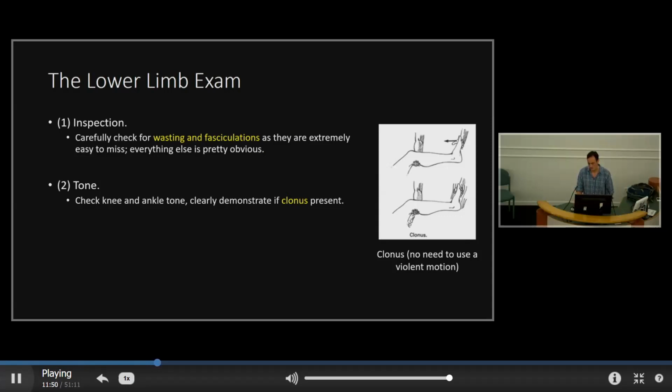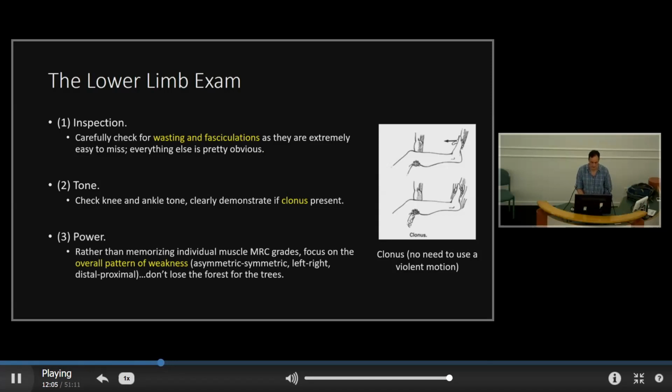Non-sustained clonus is sort of 5 or 6 beats or less of the foot beating. You're really more interested in sustained clonus. That's highly suggestive of upper motor neuron pathology, where it just keeps beating away.